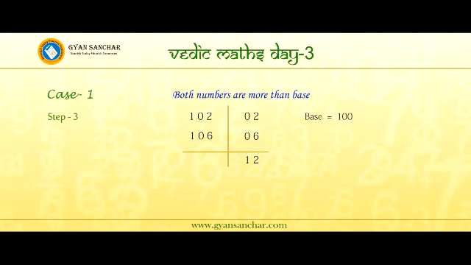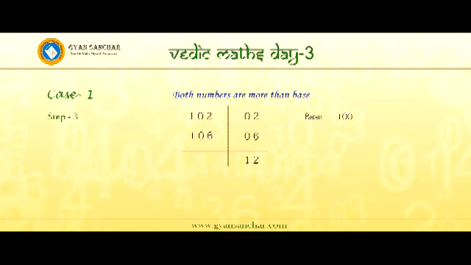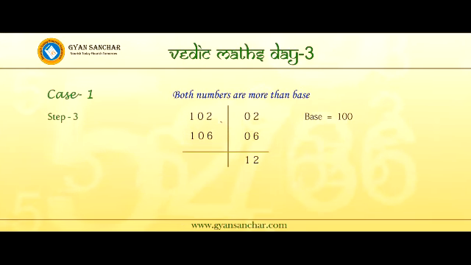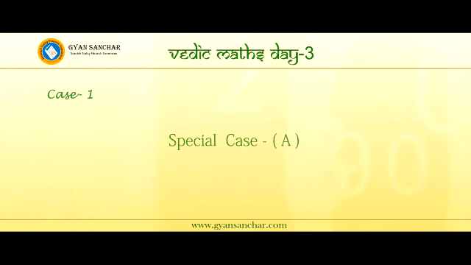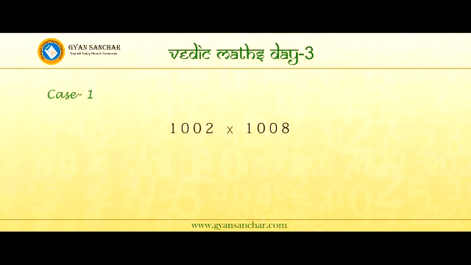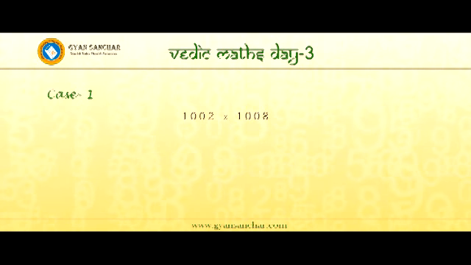Step 3. For LHS, we simply add either pair of numbers diagonally on the opposite side of the partition. In this case, the LHS is either 102 plus 6 or 106 plus 2, that is 108, both ways. Final step, we get the net result by combining LHS and RHS, that is 10812.